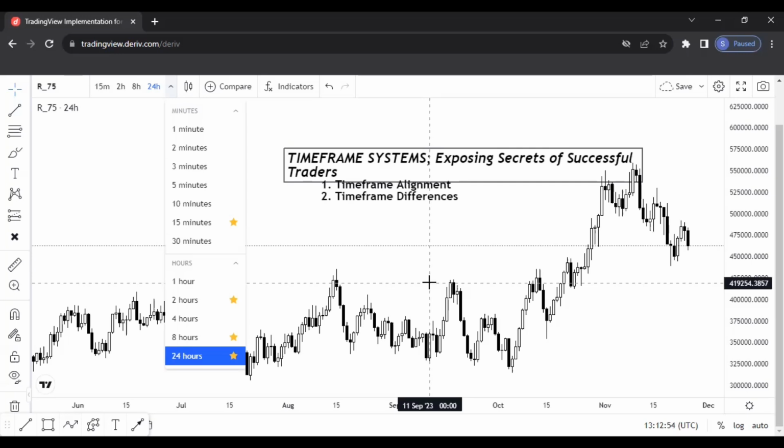There is nothing a position trader is looking for on the 1 minute time frame. There is nothing they are looking for on the 5 minutes time frame, 10 minutes time frame, 15 minutes time frame. As a position trader, you shouldn't be looking at all of these lower time frames.